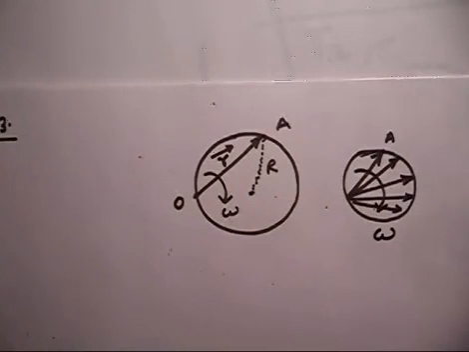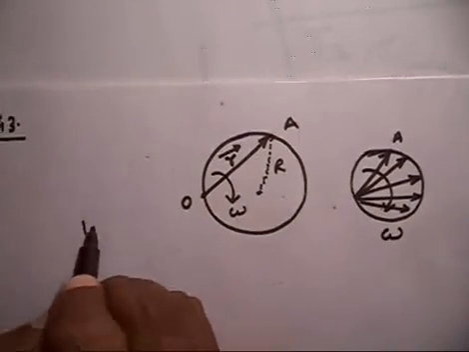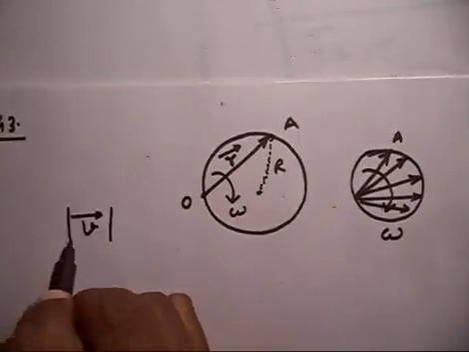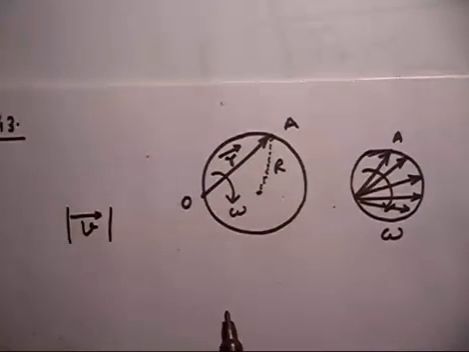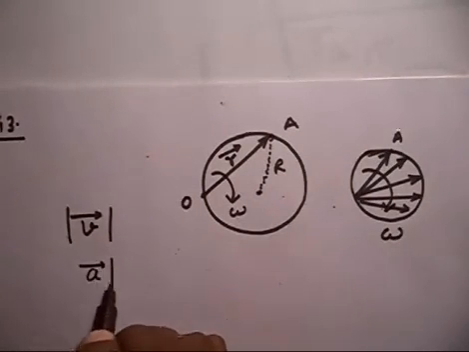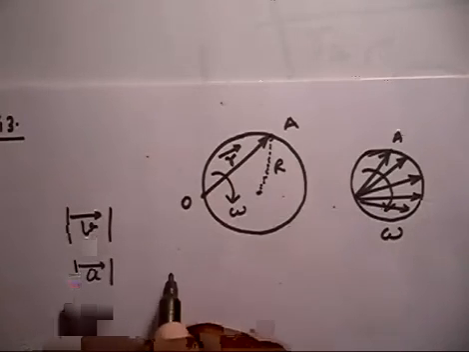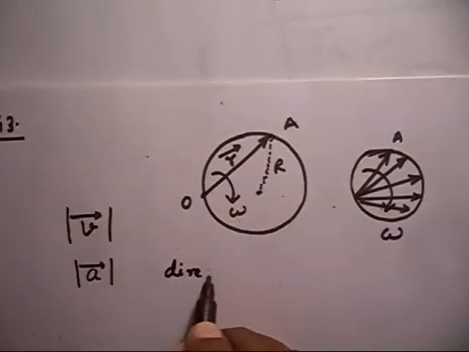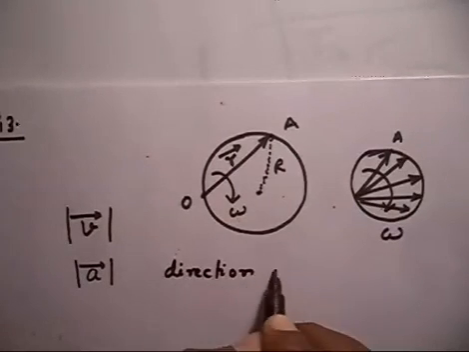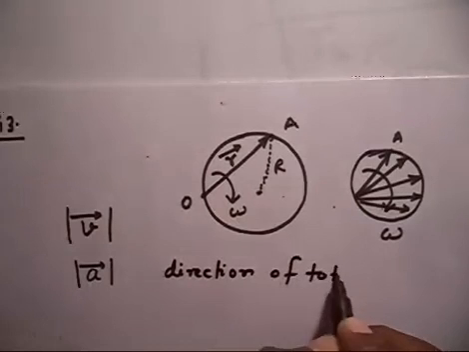Find the modulus of the velocity of the particle. So we have to find the modulus of the velocity vector of the particle, and the modulus of its total acceleration, and also the direction of the total acceleration. These are the things that we have to find.